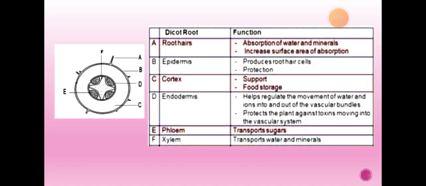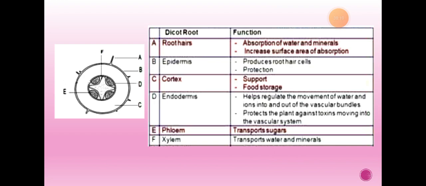Then coming to the xylem, which is F in the figure. If you want to see the xylem, that's F in the figure, and it is represented by a red color. There's a specific red color that is used to represent xylem. Okay, and it transports water and minerals.